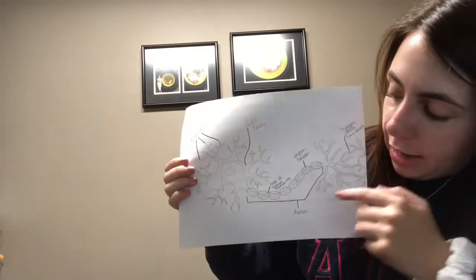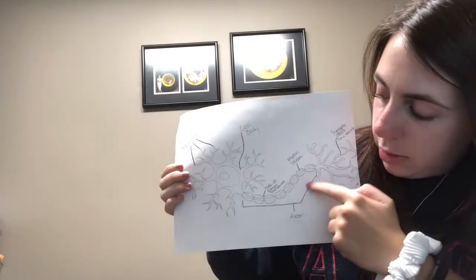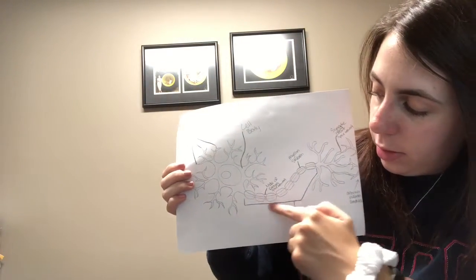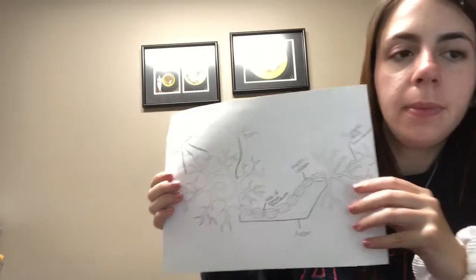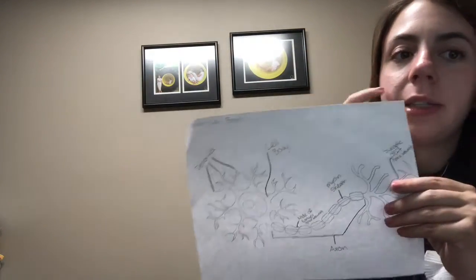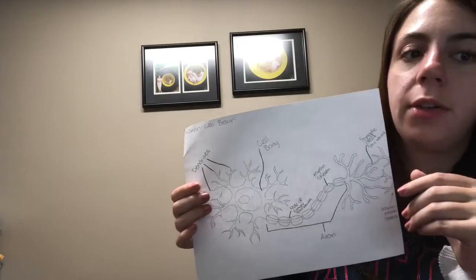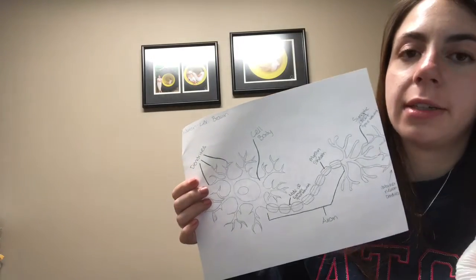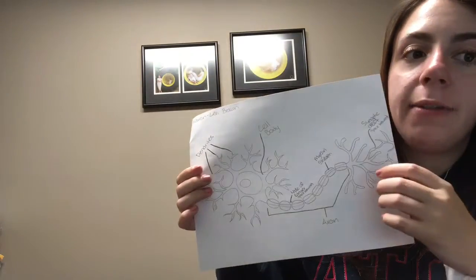Next is the axon, which is right here, this part here. And the axon passes messages away from the cell body to other neurons, muscles, or glands. The axon's main function is to send signals.